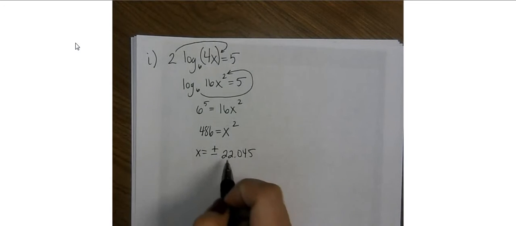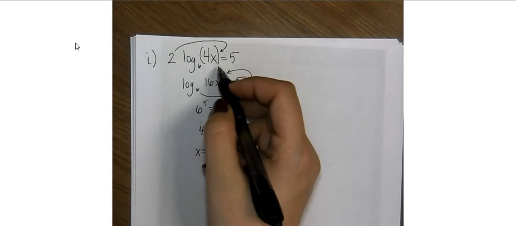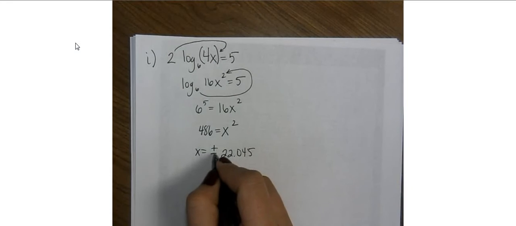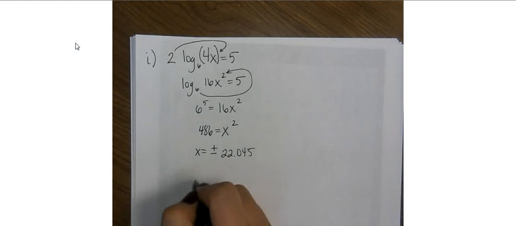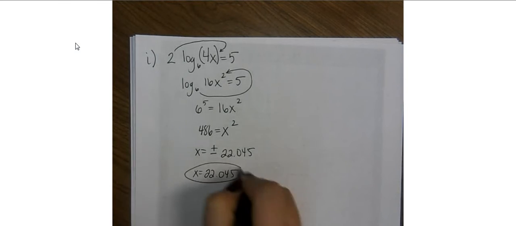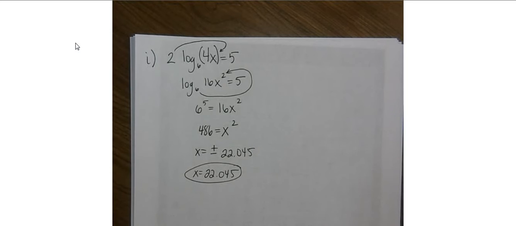Now here's the issue. If I plug in that negative, I'm going to get undefined, right? The domain has to be greater than 0. So that means that this negative solution is extraneous. So the only solution I end up with is 22.045. So when I'm saying check for extraneous solutions, that's what I'm talking about, okay?